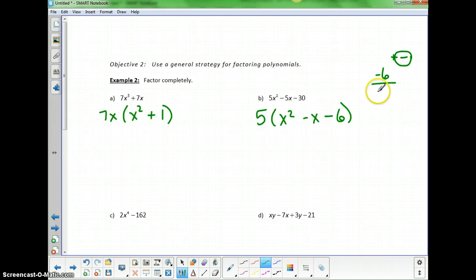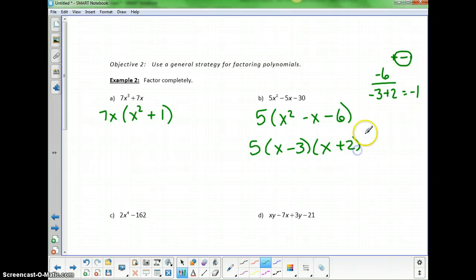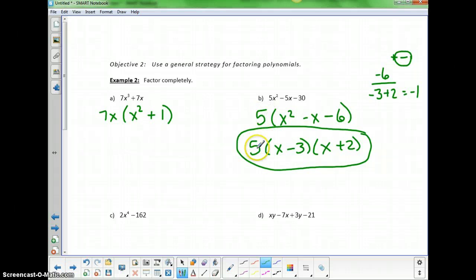So what goes into 6? We have 3 and 2. We said the negative was going to be larger, so a negative 3 and a positive 2 to add to a negative 1. So this will factor into 5 times x minus 3 and x plus 2. Just bringing that 5 straight down as part of the original factoring, and then breaking this trinomial into these 2 parentheses.